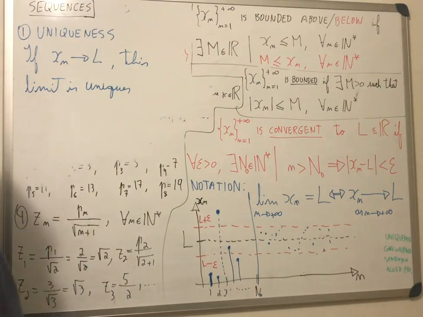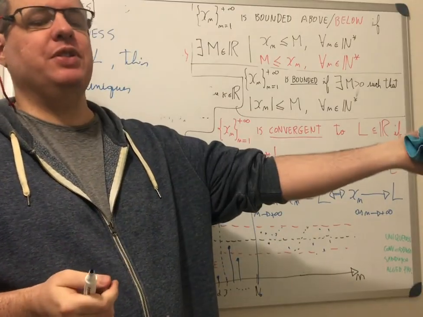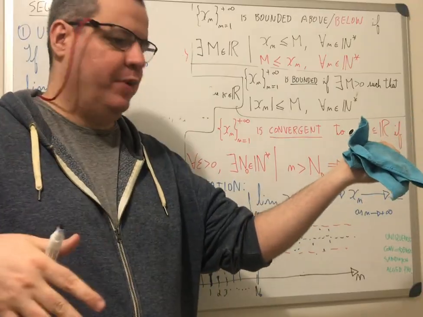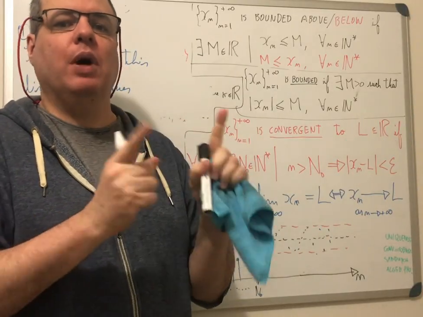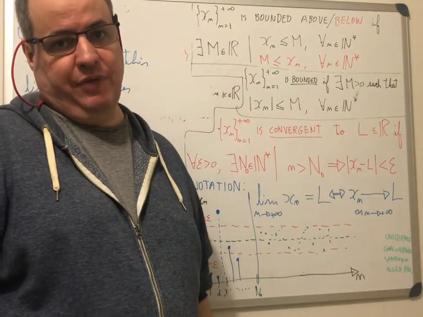That means you cannot have a sequence converging to two different limits. If the limit of the sequence is 45, that's it. It cannot go to 47 or to 45.1. No. There's only one limit. Maybe a sequence does not have any limit whatsoever.